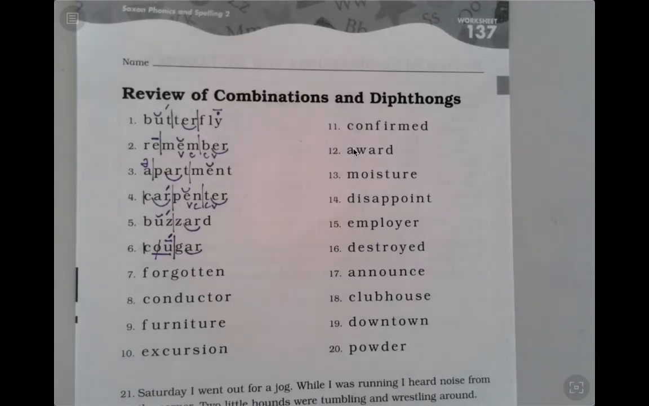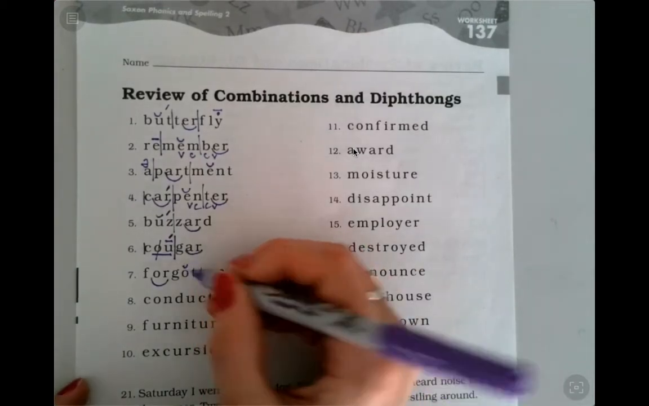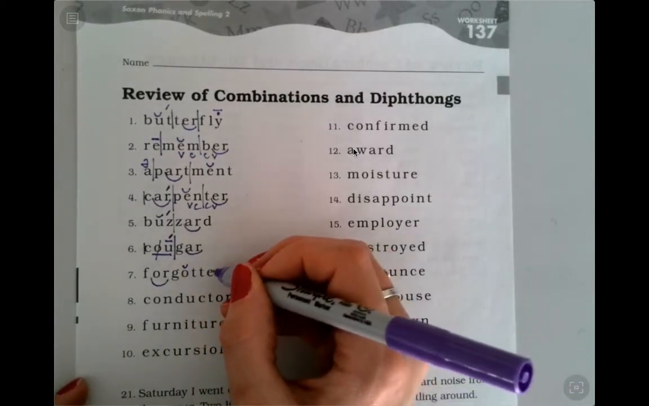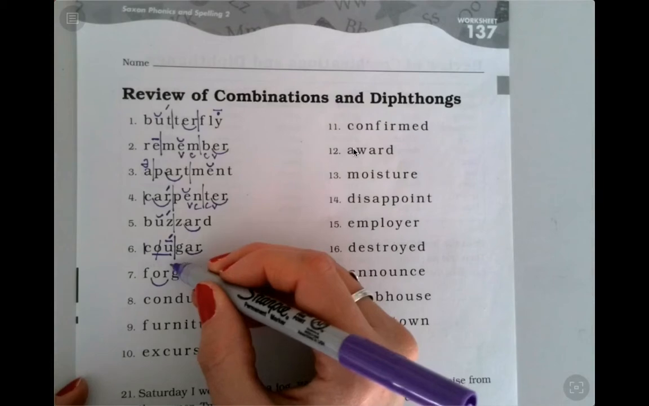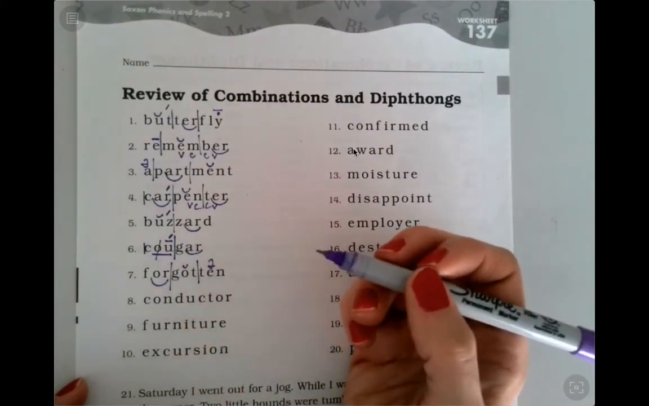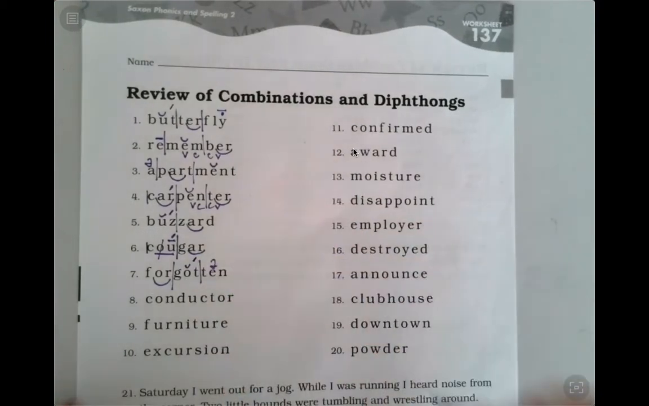Okay. Number 7, forgotten. Okay, so we have or, forgot. And then I'm going to say that's a schwa, forgotten. So we've got double consonants there, forgotten. And which one is emphasized? The middle one, forgotten. Not forgotten. Forgotten. Right?